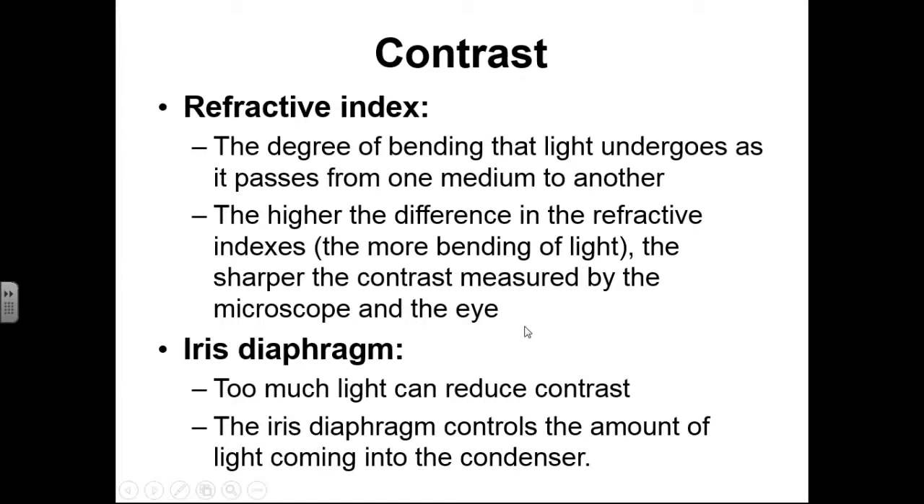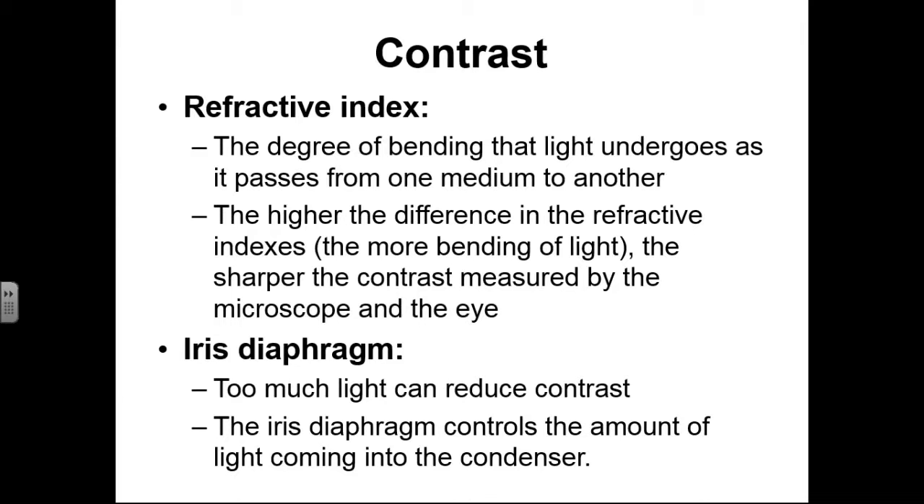To change how much light can get into that microscope lens, we can use an iris diaphragm. And an iris diaphragm is different from just making the light bulb brighter or dimmer, because the iris diaphragm selectively chooses what direction the light photons are traveling.